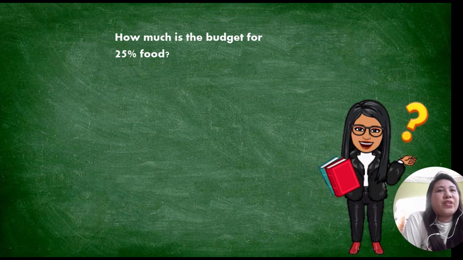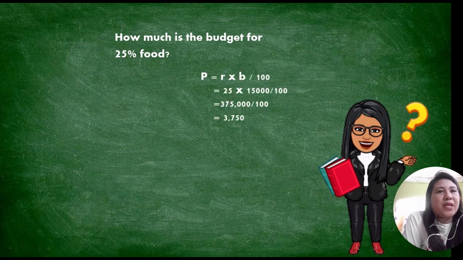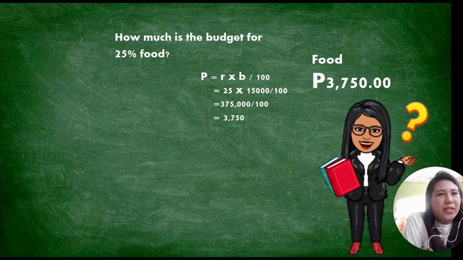Another is budget for 25% of food. Again, we use the formula P is equal to R times B divided by 100. Our rate is 25 times base 15,000 divided by 100. So 25 times 15,000 is equal to 375,000 divided by 100. So by dividing 375,000 by 100, we get 3,750. So the budget for food is 3,750.